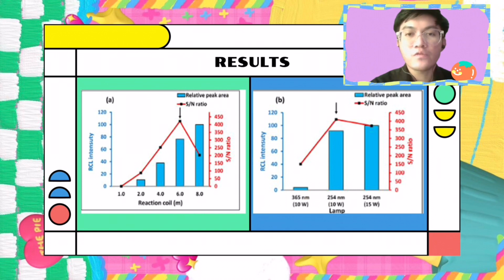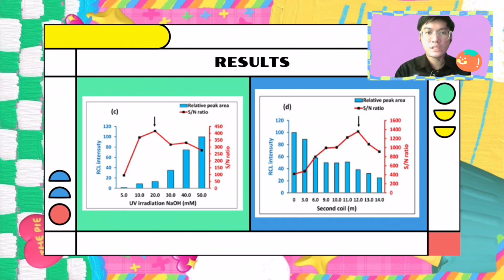Then, the UV lamp watt, 10 and 15 watt, and wavelength, 254 and 365 nanometer, were tested, and the best signal to noise ratio was obtained using a 10 watt 254 nanometer UV lamp.